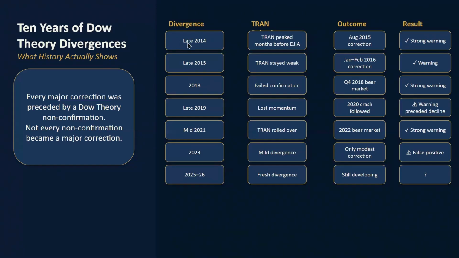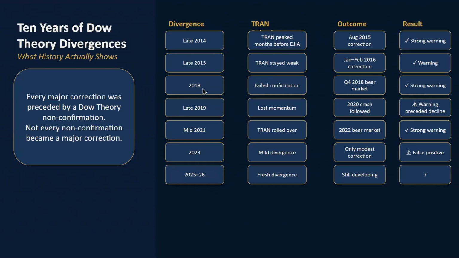So see the difference between late 2014 and the August correction. This one here, transportation stayed weak. There was a correction again. This one happened fairly quickly after the sign of the transportation's weakening. This one here, another strong one.